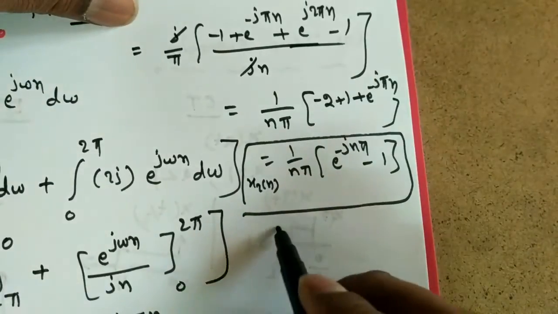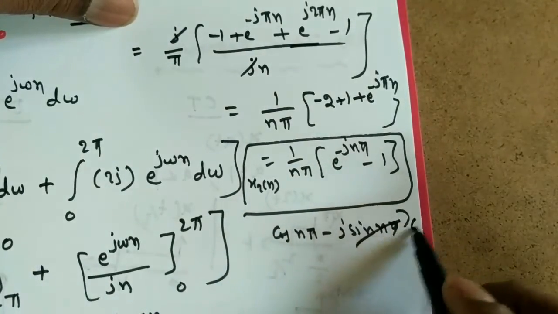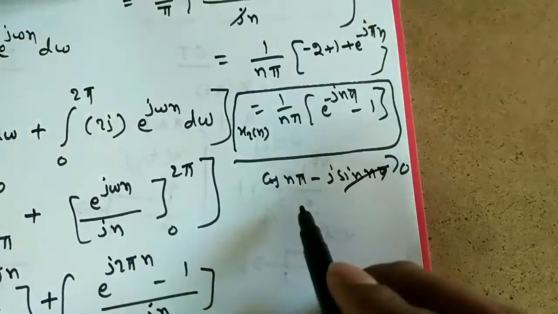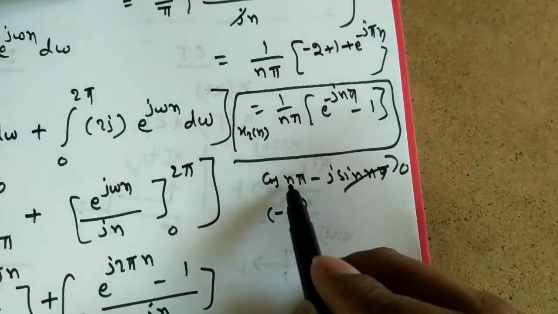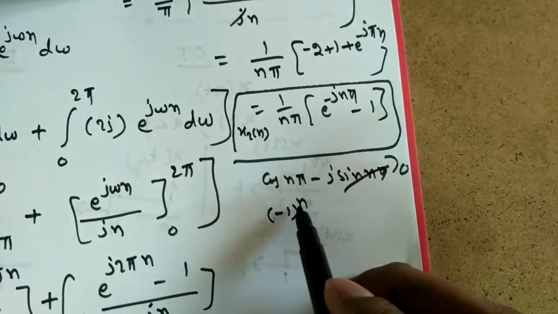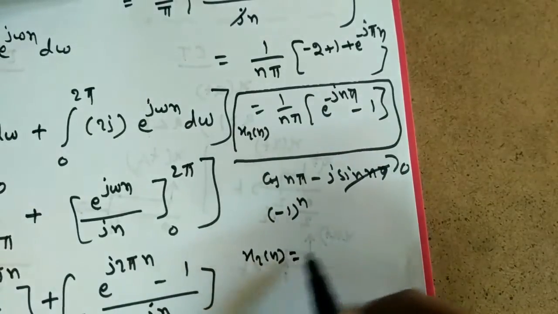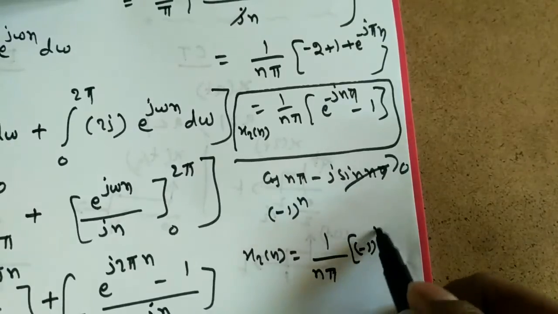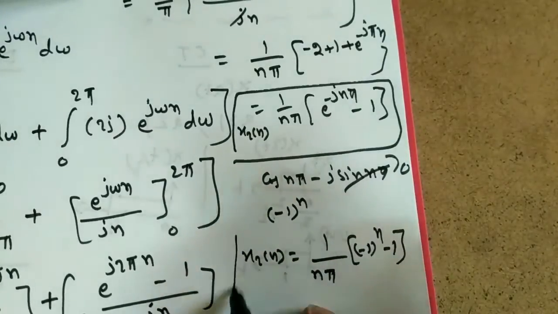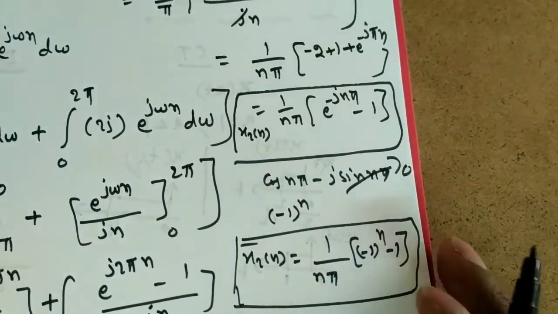Now this cos nπ will be like this: cos nπ minus j sin nπ. Again this will always be 0 for all n, but cos nπ is (−1)^n, because when n is odd it will be minus, and when n is even it will be 1. So that's why the final x2 of n I will write as 1 by nπ into ((−1)^n − 1). So this is the inverse Fourier transform of the given segment, right?